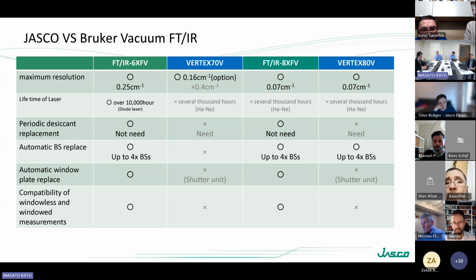The signal-to-noise ratio is not shown in the specification comparison of vacuum models because it does not mean anything. Models using a diode laser do not require high-frequency maintenance. Both FTIR 6X and 8X models have little workload that the user has to perform, as the beam splitter, window plate, and detector can be replaced automatically, and the need to touch the optical element can be eliminated.